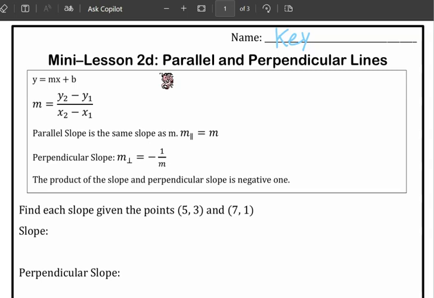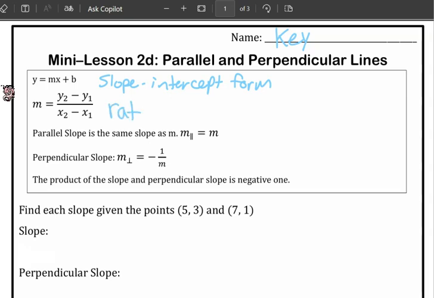Mini lesson 2D, parallel and perpendicular lines. Let's recall these formulas from Algebra 1. We have y equals mx plus b, that's the slope-intercept form. m equals y2 minus y1 over x2 minus x1, that's the slope formula, the rate of change.